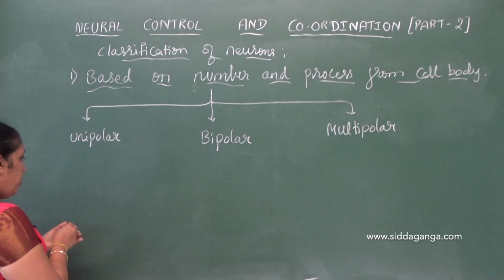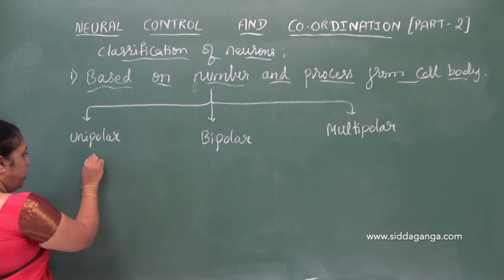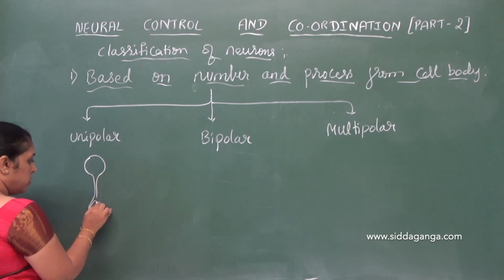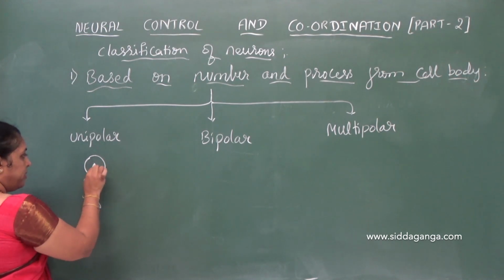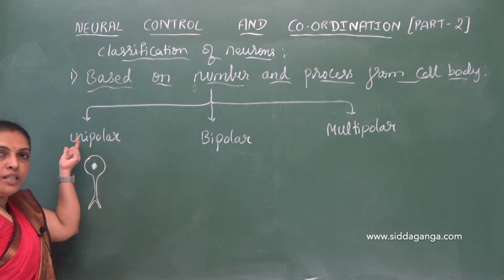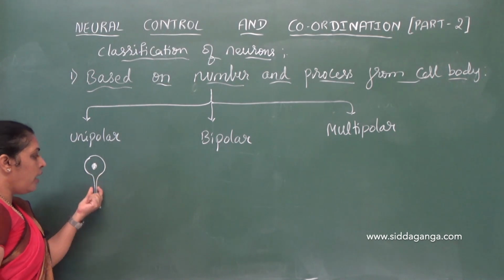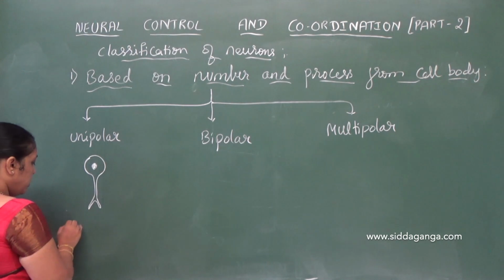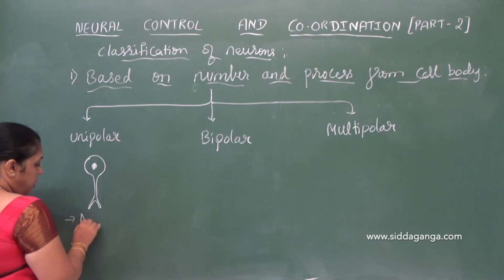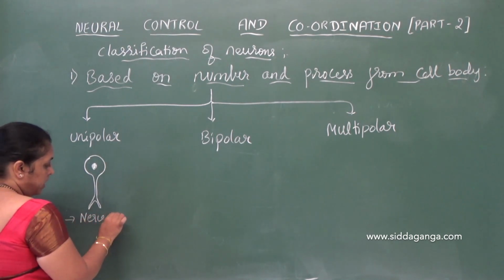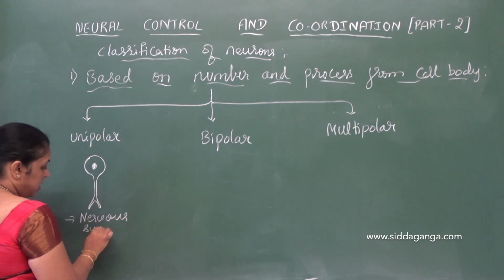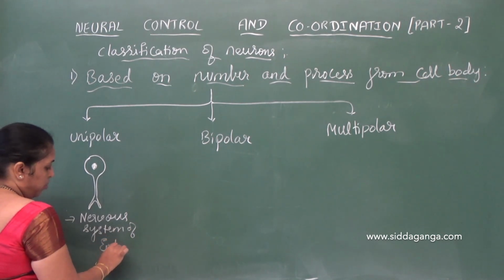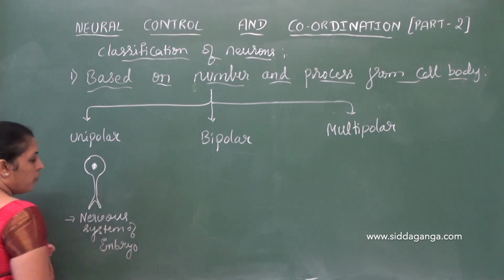Unipolar means it has only one process, that is the axon. Uni means single, so one process arises from the cell body. This type of neuron is seen in the nervous system of a developing embryo.